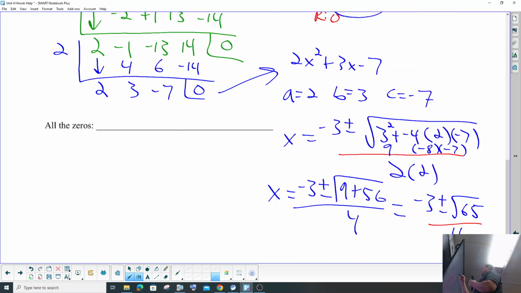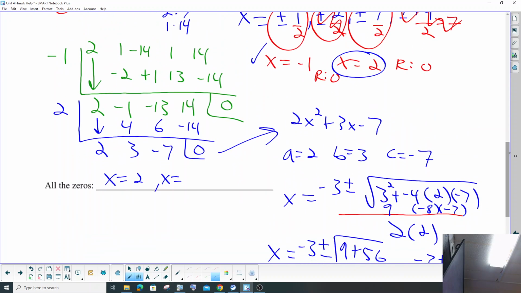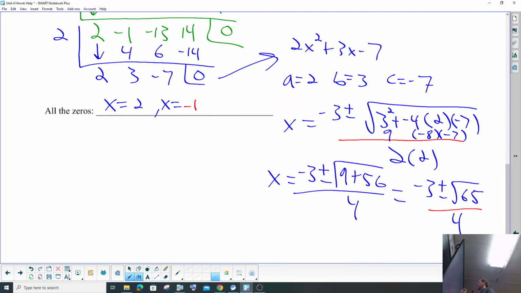So again, we have our factor 2. We have our other zero, which is -1 that we found. And then our other 2 factors are x equals -3 plus radical 65 over 4 and -3 minus radical 65 over 4.